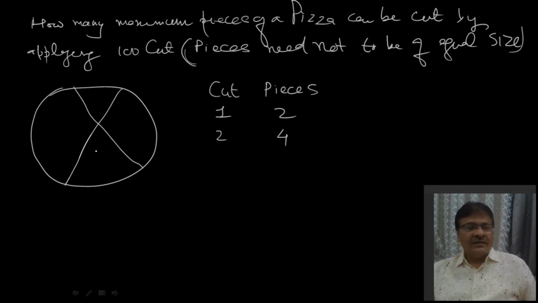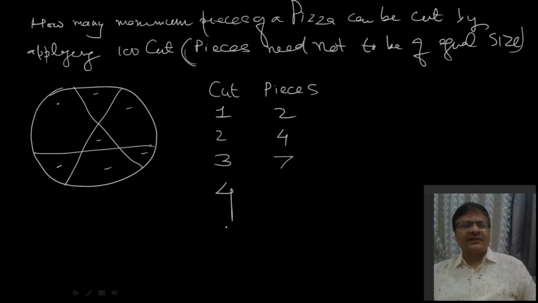Yes, no? If I apply 3 cuts, people think that 3 cuts will give 6 pieces, right? But no guys, let me make 3 cuts and show you. These are my 3 cuts. How many pieces are there? You can count 1, 2, 3, 4, 5, 6 and 7. So I got 7 pieces. Is that clear? If I apply 4 cuts, then how many pieces will I get? See this, my 4 cuts. Straight lines I can apply.